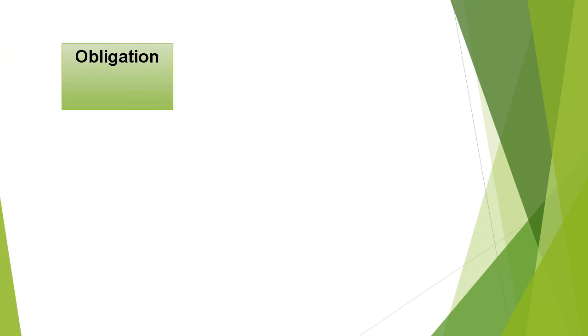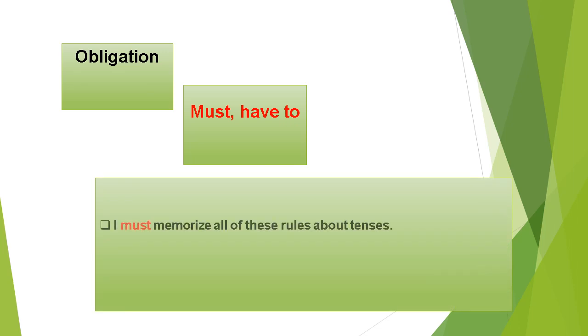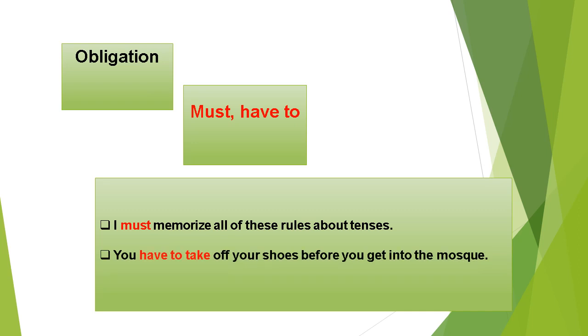We have obligation. Obligation معناتها أني متقيدة بالواجب. There is rules, قانون والتزامات. We express obligation with must or have to. For example, I must memorize all of these rules about tenses. لازم عليا, okay? You have to take off your shoes before you get into the mosque. لازم تنحي صباط تاعك قبل الدخول إلى المسجد. هذا واجب عليك, okay? هذا هو القانون.